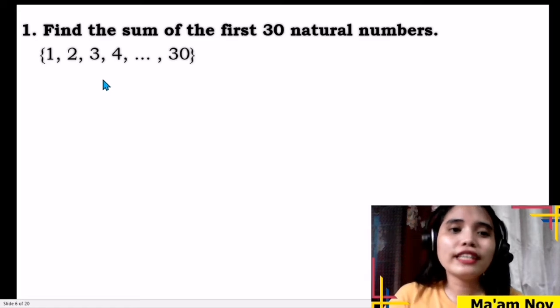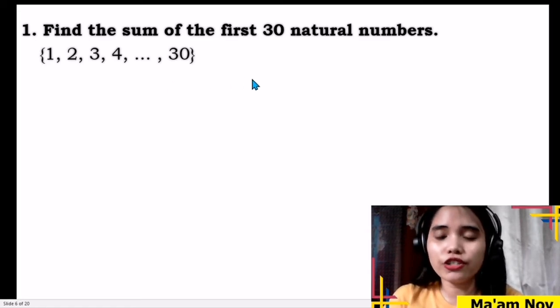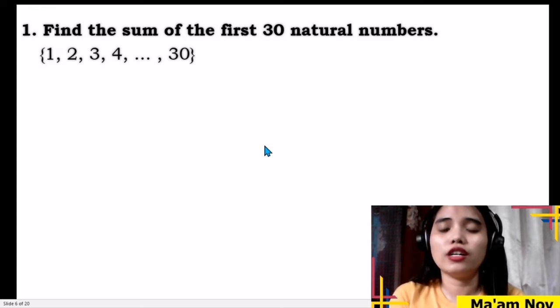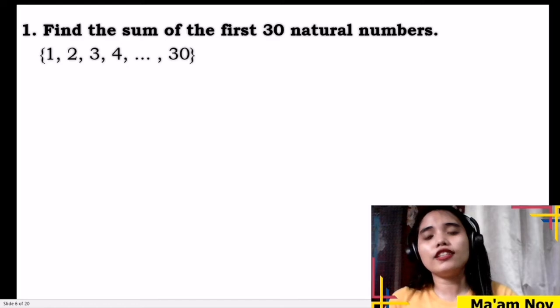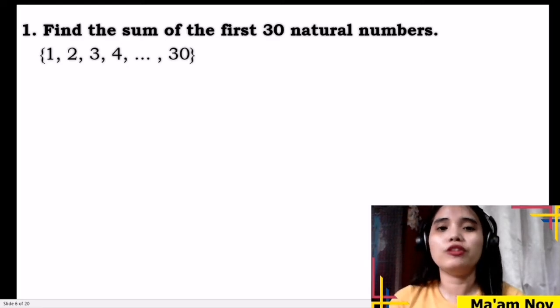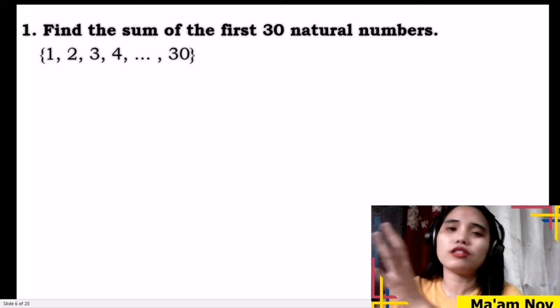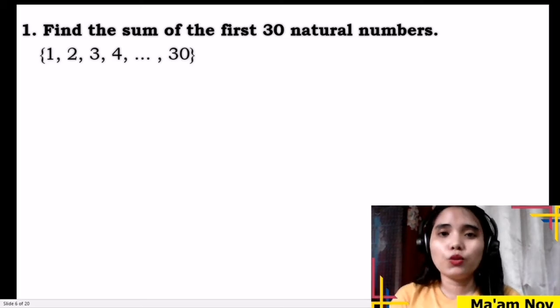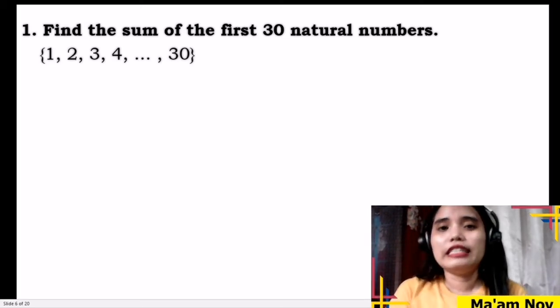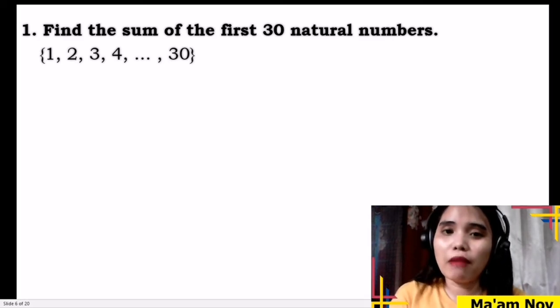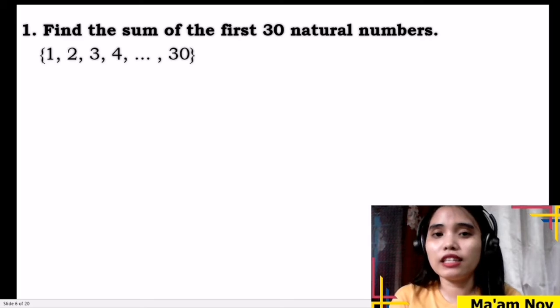Example, find the sum of the first 30 natural numbers. So, we will get the sum of the 30 natural numbers. Actually, pwede na hindi natin gamitin yung formula. We will just add 1 plus 2 plus 3 plus 4 plus 5 plus 6 and so on. But, what is the purpose of the formula? The formula is there para mas maging easier ang ating trabaho, hindi para mas mahirap ang ating trabaho.